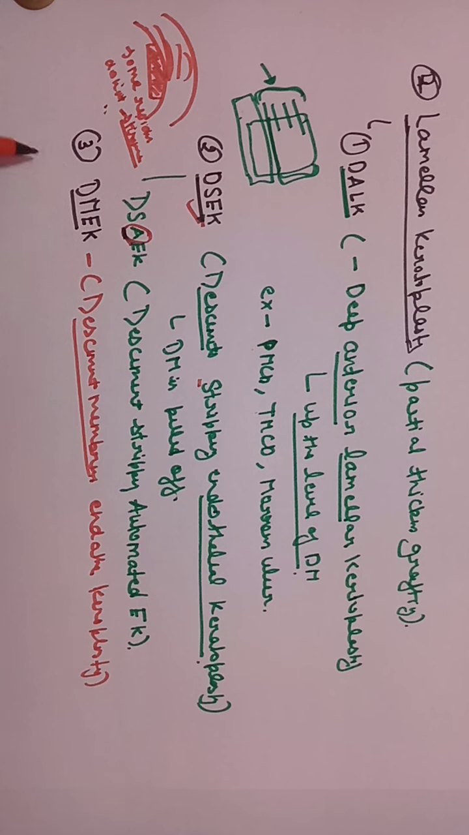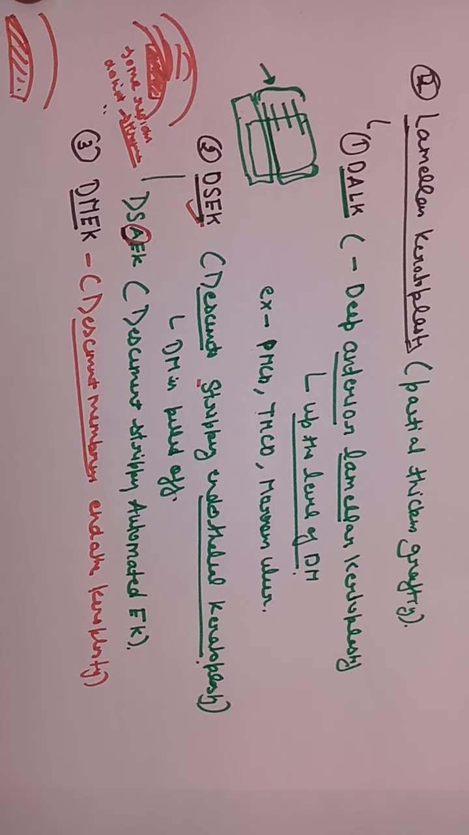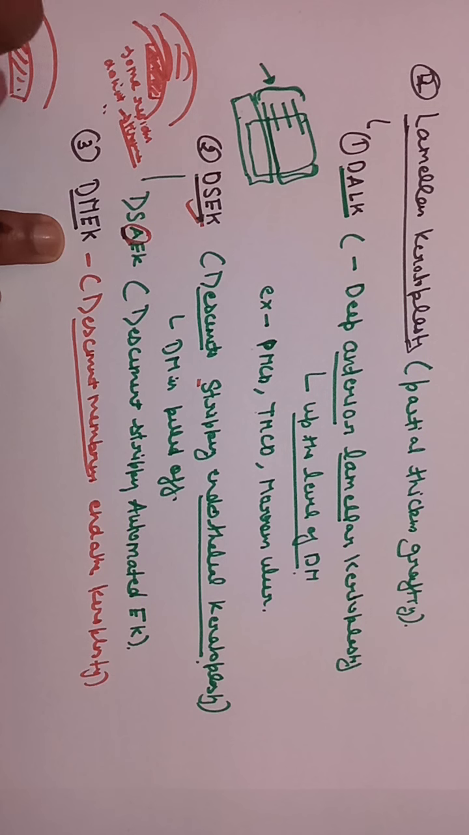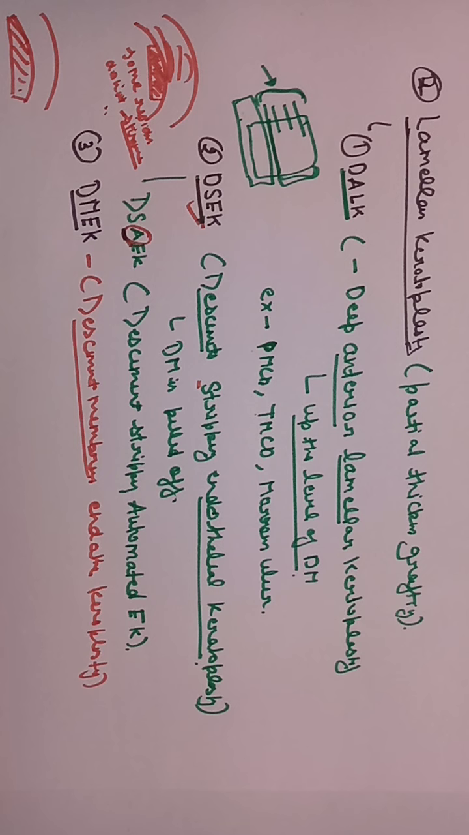But in DMEK, the graft does not contain any residual stroma. So this condition is known as DMEK. As per the name, in DMEK the stroma is not taken, but in DSEK we take some stroma also. So today we learned about PK, laminar keratoplasty, and in laminar keratoplasty, DALK, DSEK and DMEK. Okay, thank you.